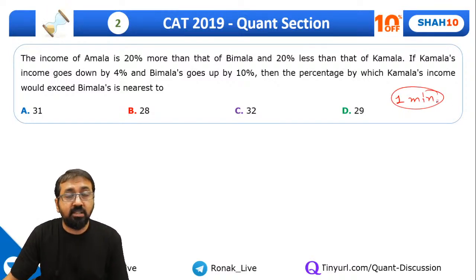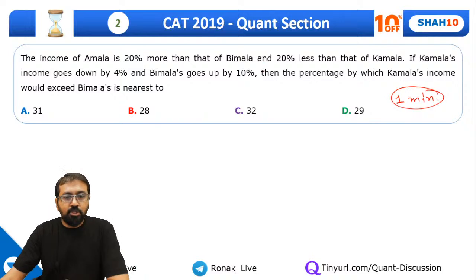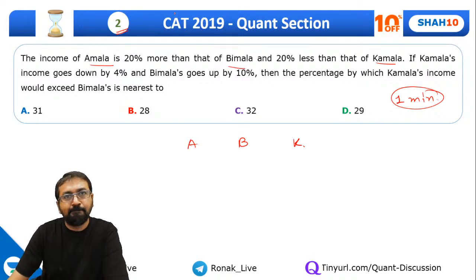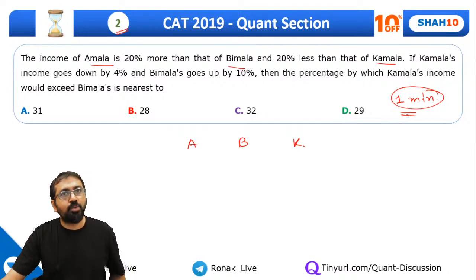If you start with the right assumption, because the complete data is in percentage, you can always assume the values. It's about 3 people, Amla, Bimla and Kamla, so A, B and K. It's a very simple percentage question, right? Even if you have practiced 40-50% questions, guys, you can quickly tackle this question. So please tell me the answer. What should be the answer for this question?